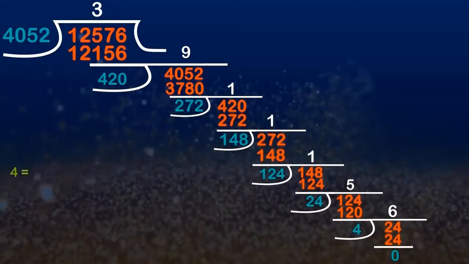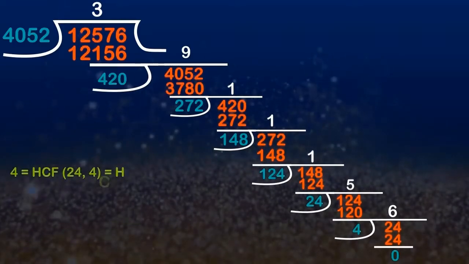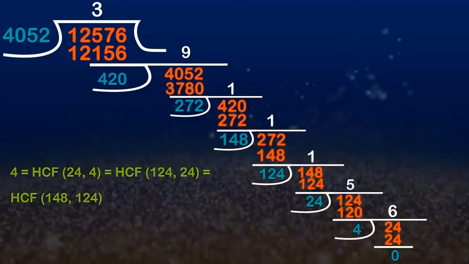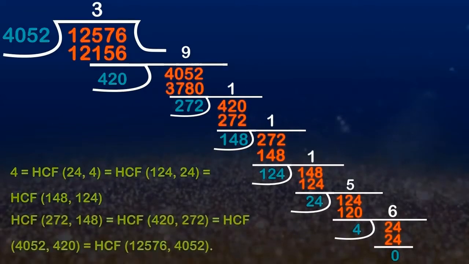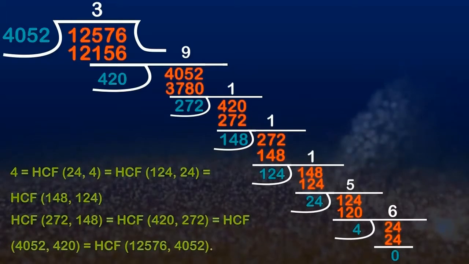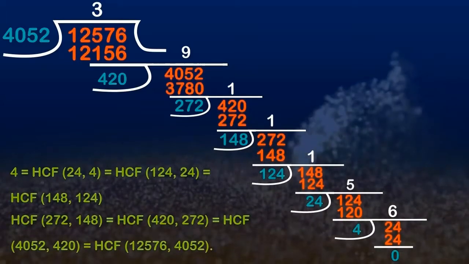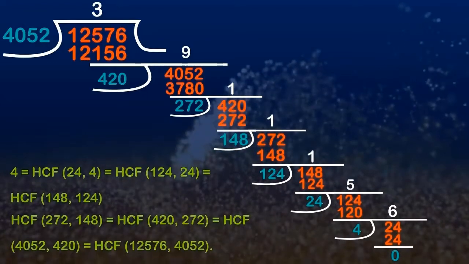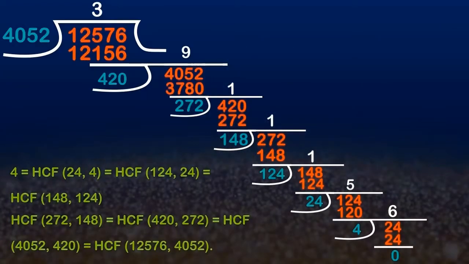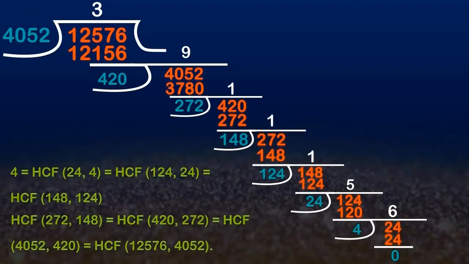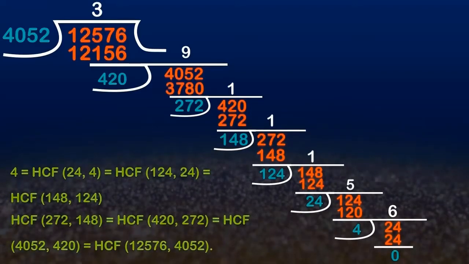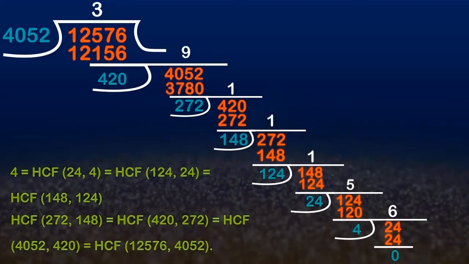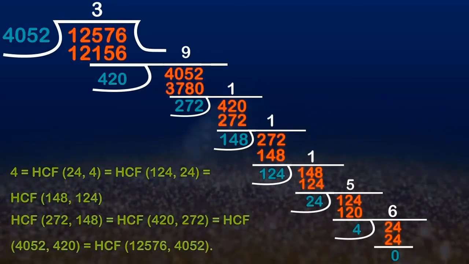Notice that 4 is the HCF of 24 and 4, 124 and 24, 148 and 124, and so on till 12,576 and 4,052. Euclid's division algorithm is not only used for calculating the HCF of very large numbers, but also because it is one of the earliest examples of an algorithm that a computer had been programmed to carry out.